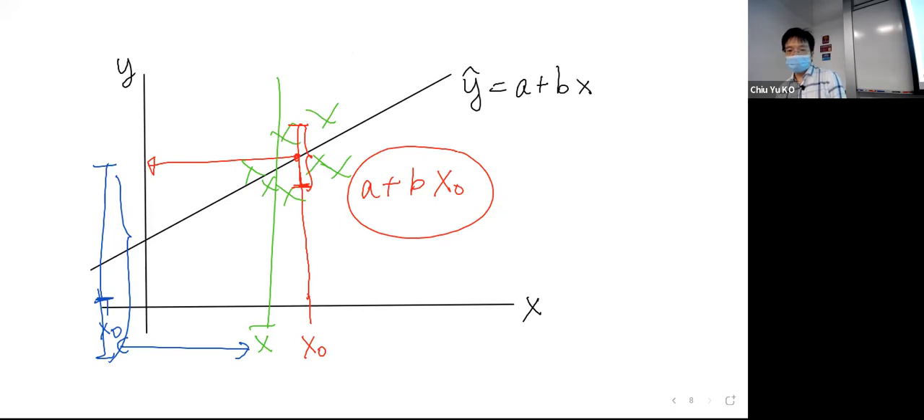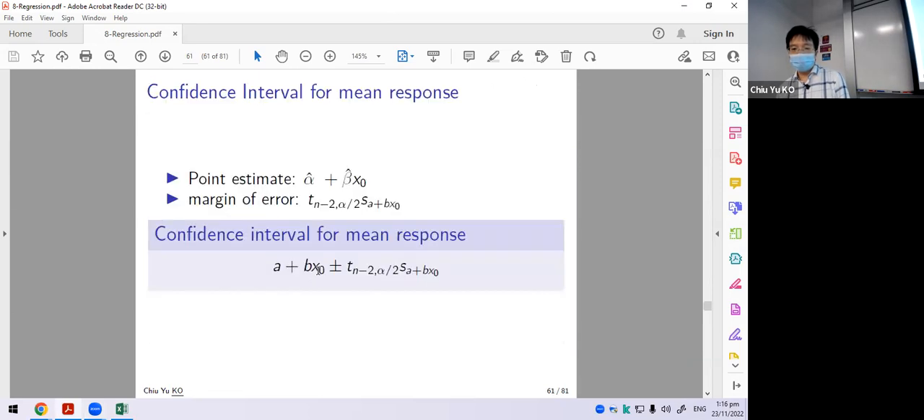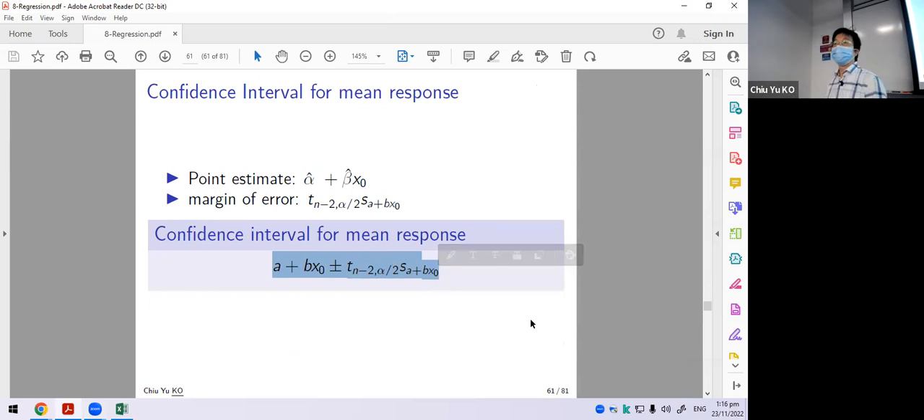So basically, this is the formula for the variance. You replace sigma by S and take a square root. This is the standard error, and that's the last line. So this is the point estimate, this is the interval estimate, and that's it for today.